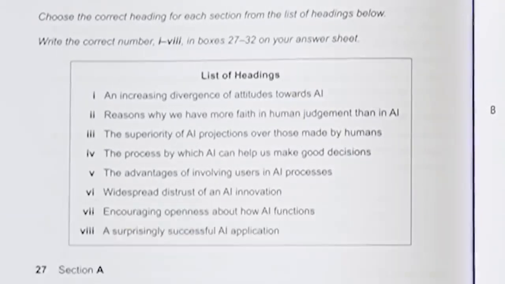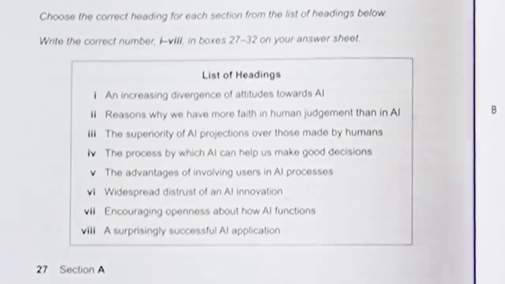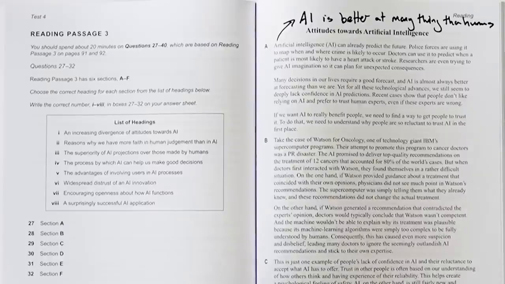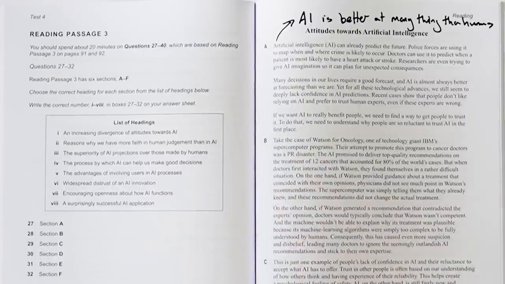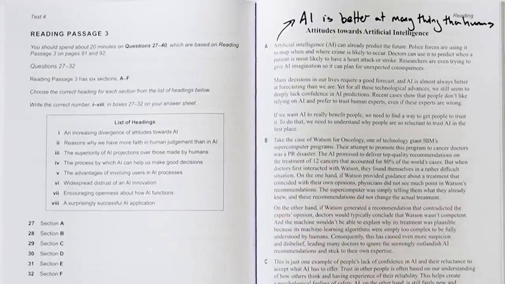So now that we've understood what those mean, the next step is to match our heading with the headings here. So the great thing about this technique is often there will be headings that match exactly or nearly exactly what you wrote down here. And if that happens, then it's the correct answer. So let's use ours to see which one. So AI is better at many things than humans. Let's see if it matches any of those.